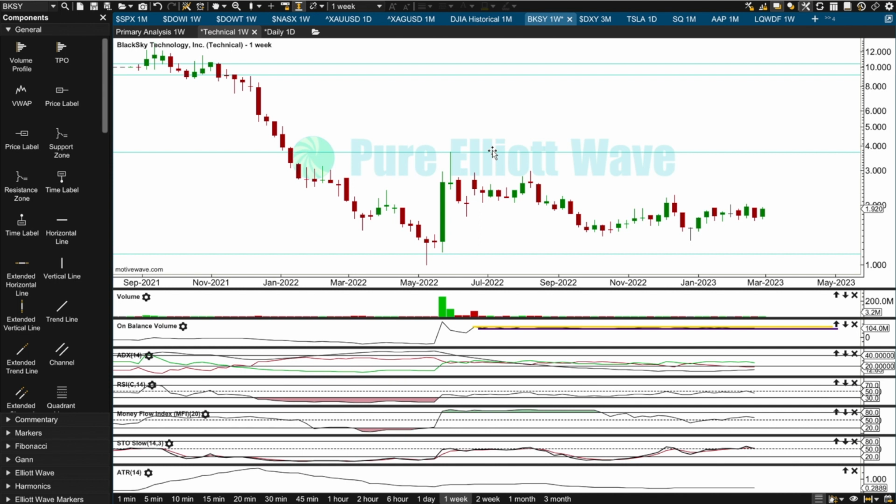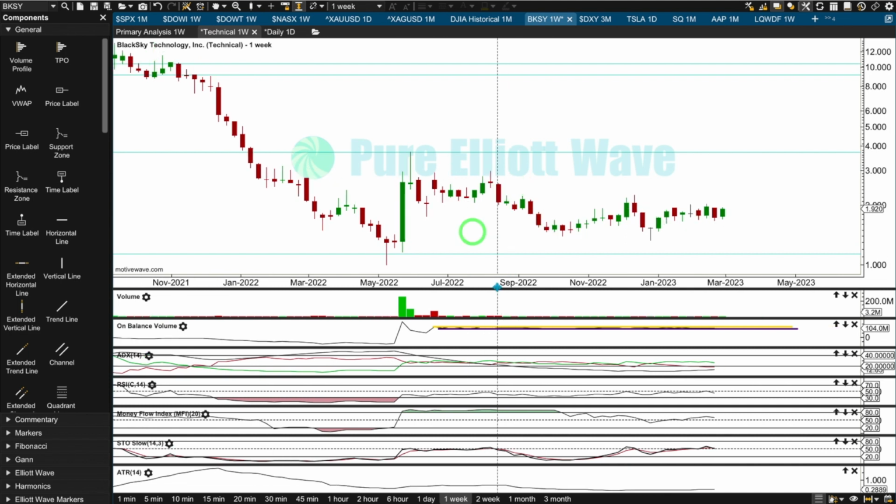There is a lot of strength off these lows. Price is currently very low and risk is at $1. So yeah, I think I would be pretty interested in this one. I'll have a think about that. Let's look at the daily chart.